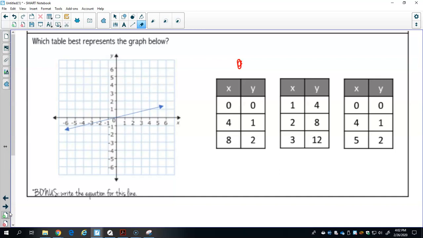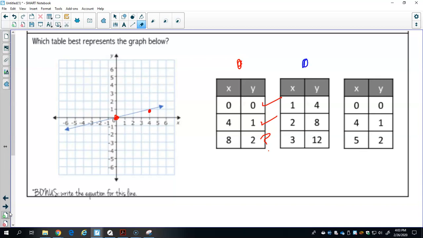So I'm going to go 0, 0. I'm just plotting my points. It's there. 4, 1. Let's see if that's there. 4 on the x, 1 on the y. Yes, because remember it's x then y. And then 8, 2, I'm not sure because it would go off the graph. So I'm going to put a little question mark there. So I'm going to go on and try some of the other ones, and then we can go back and look at that.